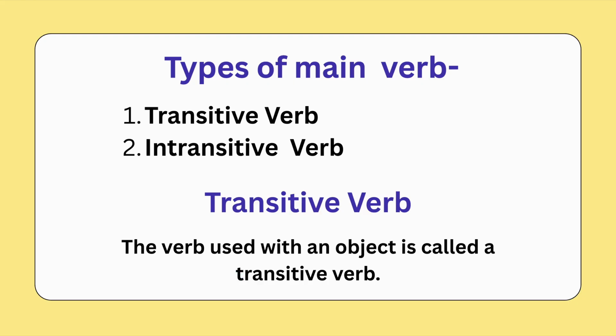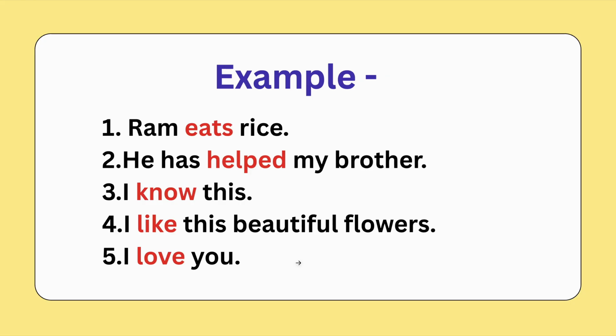Now we see types of main verb: transitive verb, intransitive verb. Transitive verbs, the verb used with an object is called transitive verb. Ram eats rice. Eats is the transitive verb. He has helped my brother is a transitive verb.